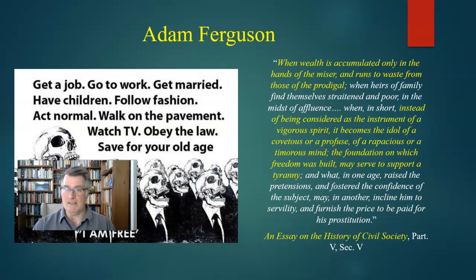That's Adam Ferguson in an essay on the history of civil society, written in 1767: when wealth is accumulated in the hands of the few, when heirs to families find themselves poor in the midst of affluence. So we have the 1%ers. This is what Ferguson was talking about. The 1%er, imagined, if not already there in reality. And he says, yes, this could happen, and I am pointing this out to you to make sure that it doesn't happen. But it still did. So Ferguson was almost overly optimistic as to the kind of world that he wanted.